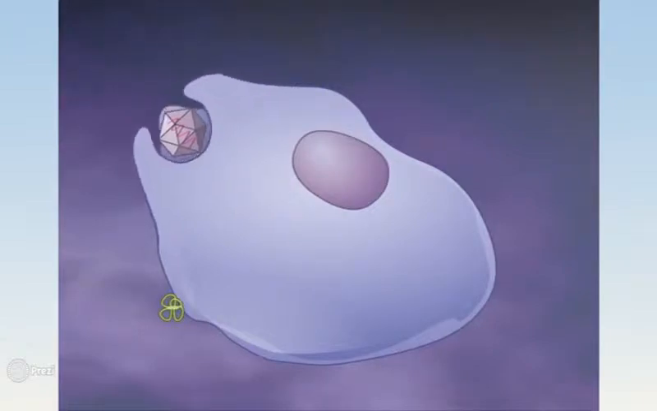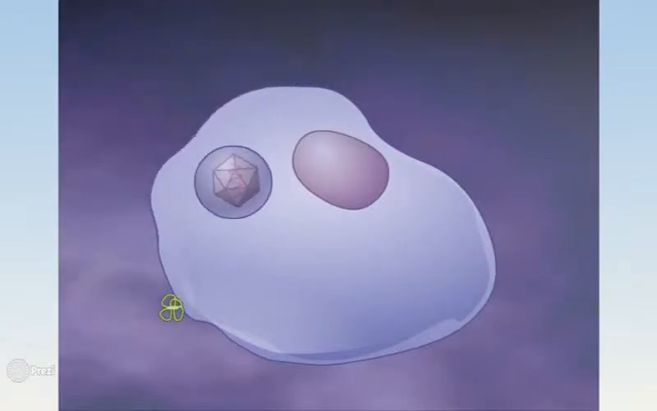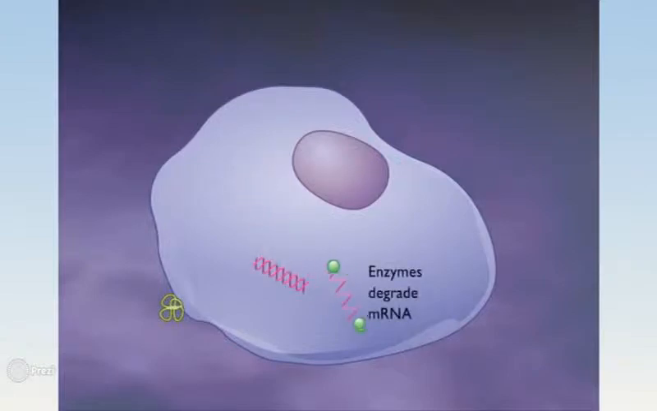The nearby cell that already has interferon bound to its surface responds in several ways, including production of enzymes that degrade messenger RNA and prevent protein synthesis. Thus, a virus can attach and enter the cell, but completion of the viral replication cycle is prevented.